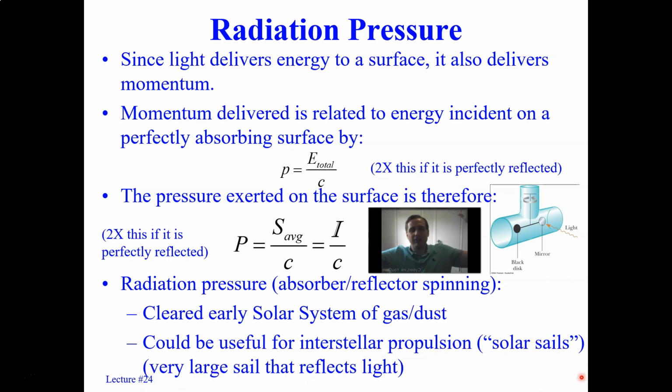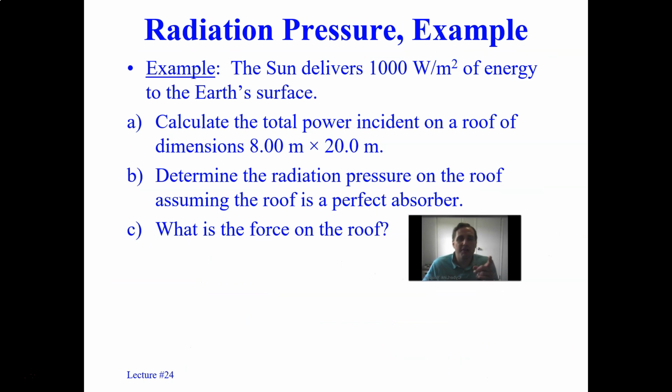If you had very large solar sails, which were very strong reflectors, you could make these almost ship-looking things, but instead of wind, you would have light as your wind, and it would bombard the solar sail and propel us across very large distances. So a very large sail that reflects light has been proposed as possible interstellar travel in the future. This particular example of radiation pressure, I will perform in a later video.